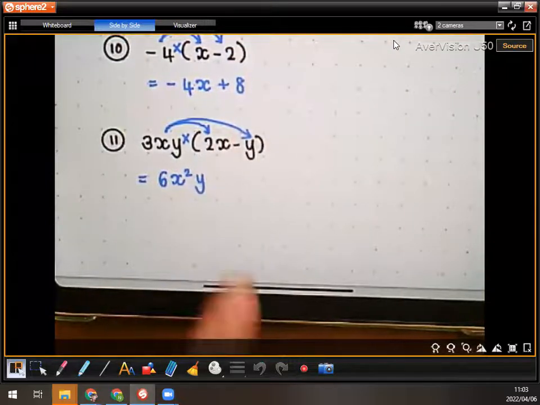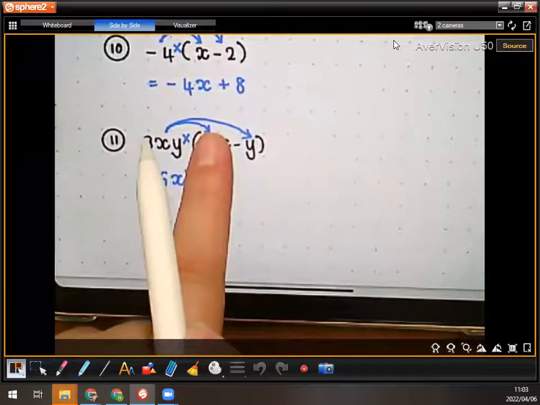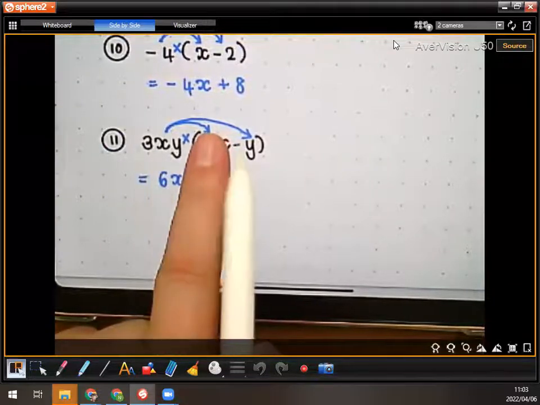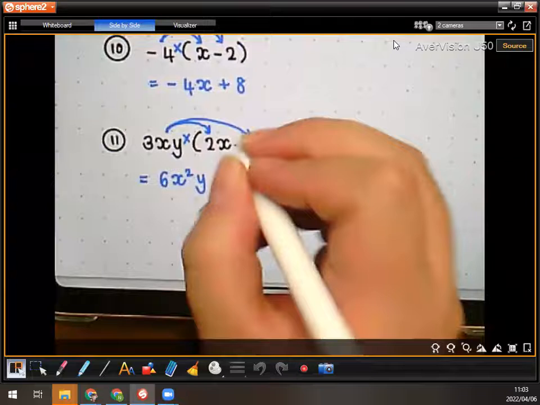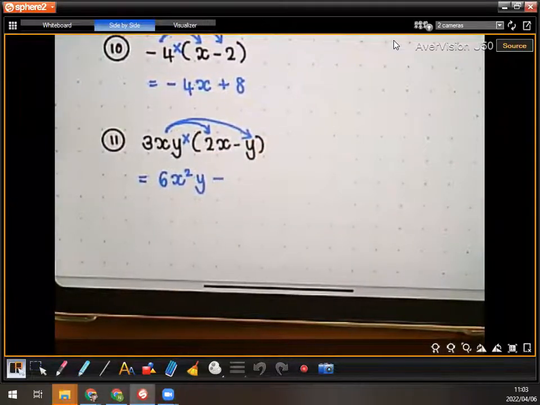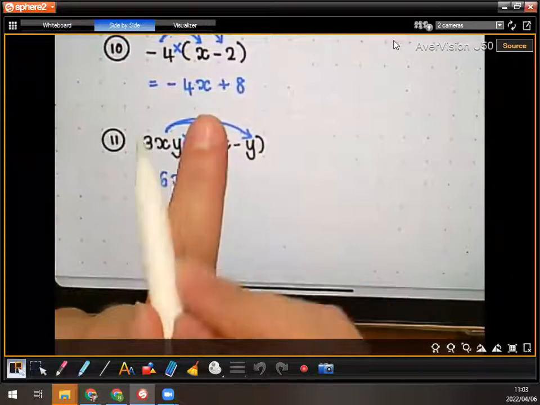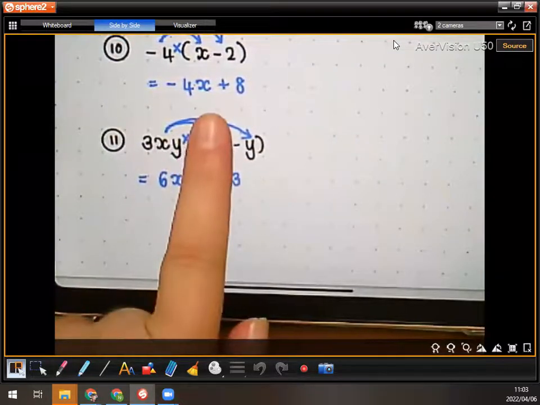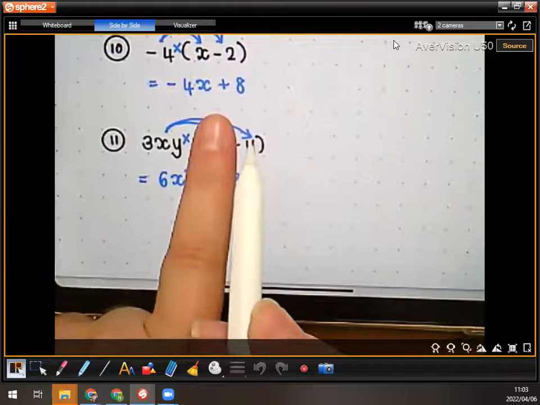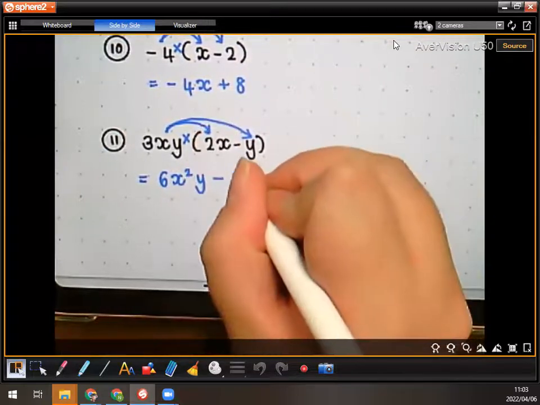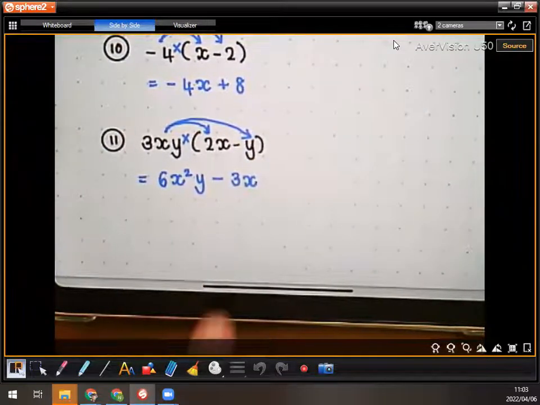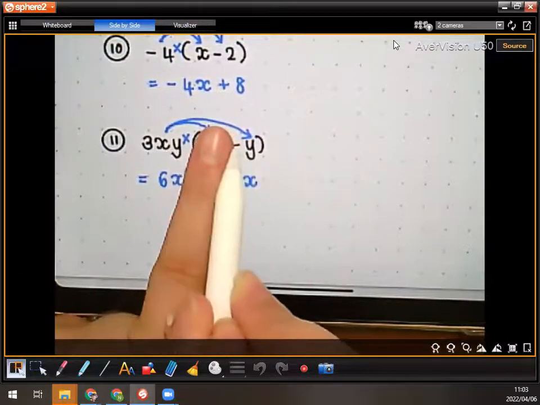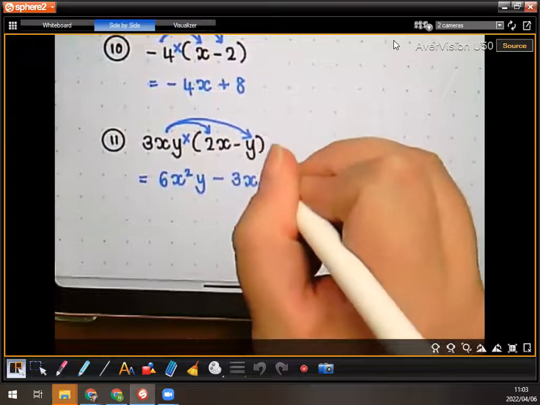Okay, now we're going to do the second term. So now I'm going to do 3xy times negative y. So now we're going to say, what is a positive multiplied by negative? Negative. So there has to be a minus there. All right? 3, there's no number there, so it's just going to be 3 still. Okay, there's an x. Is there an x in the second term? No. I'm just going to put that 1x in the answer. But then there is a y there that I must multiply by this y. What's y times y? Y squared.